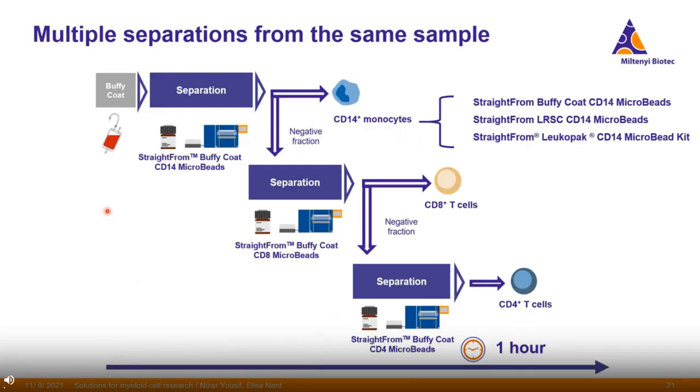And this is an example of multiple separations from one sample using StraightFrom technology. This technology permits multiple cell isolation of CD14 positive monocytes, CD8 positive T cells, and CD4 positive T cells from the same sample in just 1 hour. And as you observe here, we have several StraightFrom technologies for the isolation of monocytes starting from different materials.